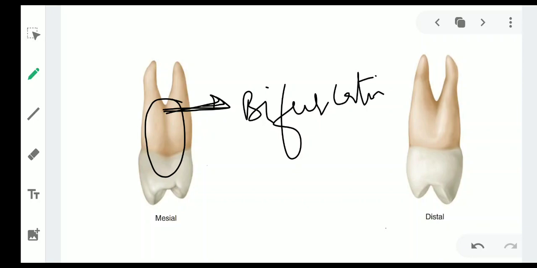This is the bifurcation point where two roots get separated. And there is one more feature from this side, that is the mesial marginal developmental groove, as you can see here. This is the mesial marginal developmental groove.